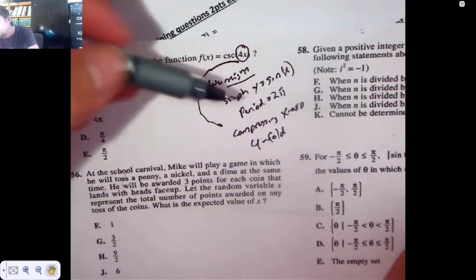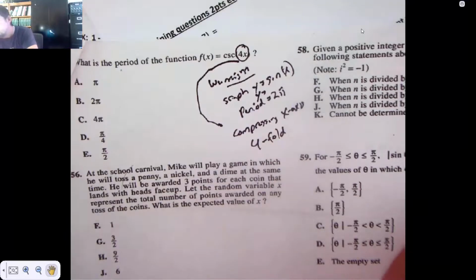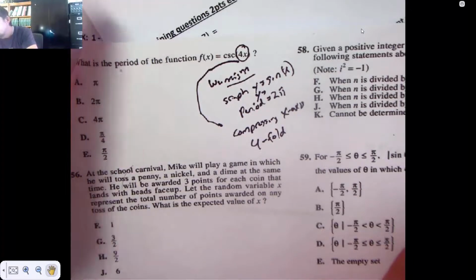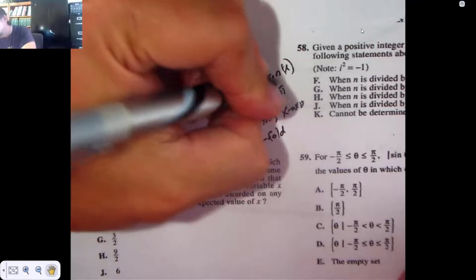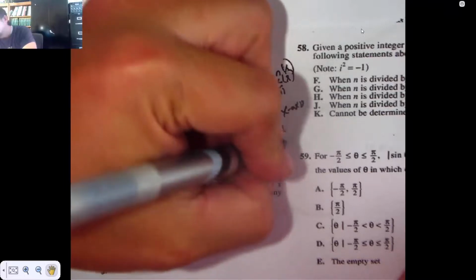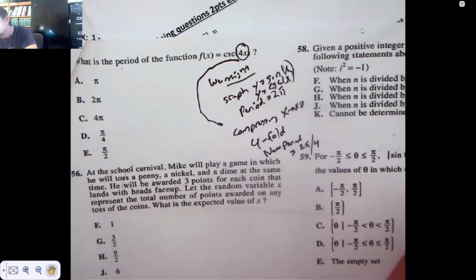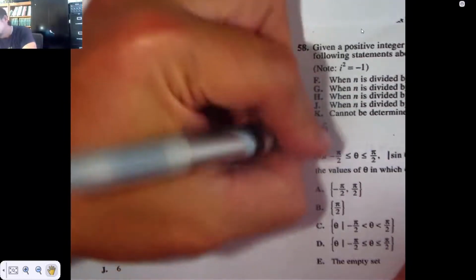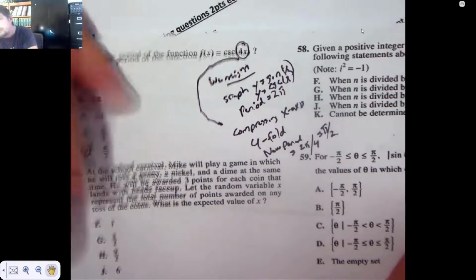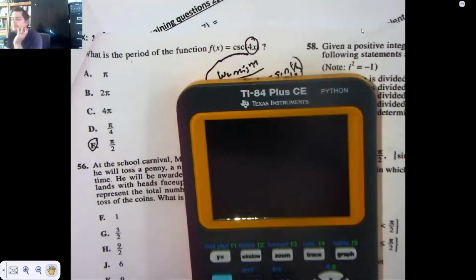But if the old graph is y equals sine, and I mentioned that because sine and cosecant are reciprocal. So if sine has a period of 2 pi, cosecant has a period of 2 pi. So if we're compressing the x-axis fourfold, the new period is 2 pi over 4, which is pi over 2. And can we cheat our way through that on a TI-84, I wonder?